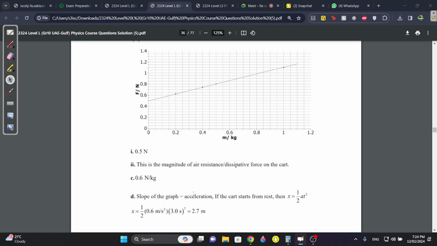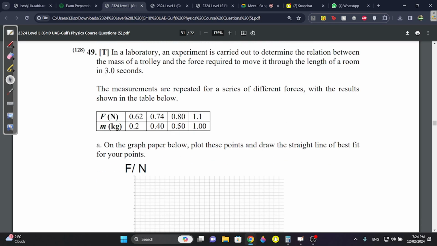Enough yap. Bottom line, if they ask you why it's not passing through the origin, just say this graph is for the magnitude of air resistance. Just say that, yani it's not that deep.